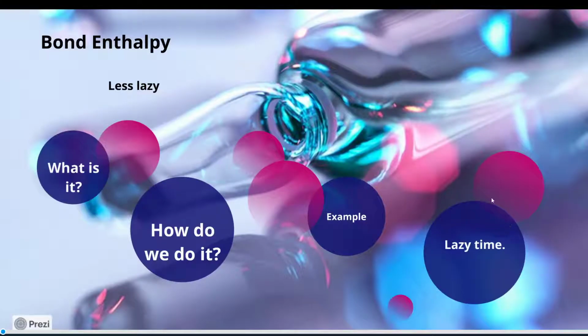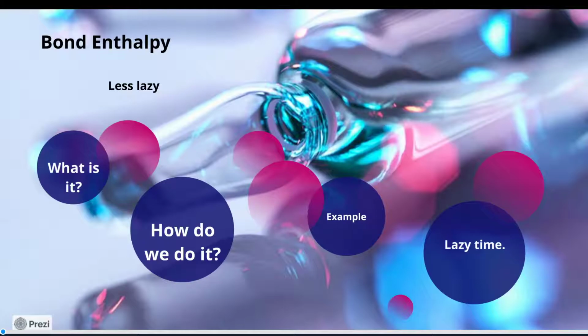Hello, lazy chemists, and welcome to today's lecture where we are going to be going over a concept that's called bond enthalpy. Bond enthalpy is essentially a more labor-intensive pathway that we could use to figure out how much energy is released in a reaction.